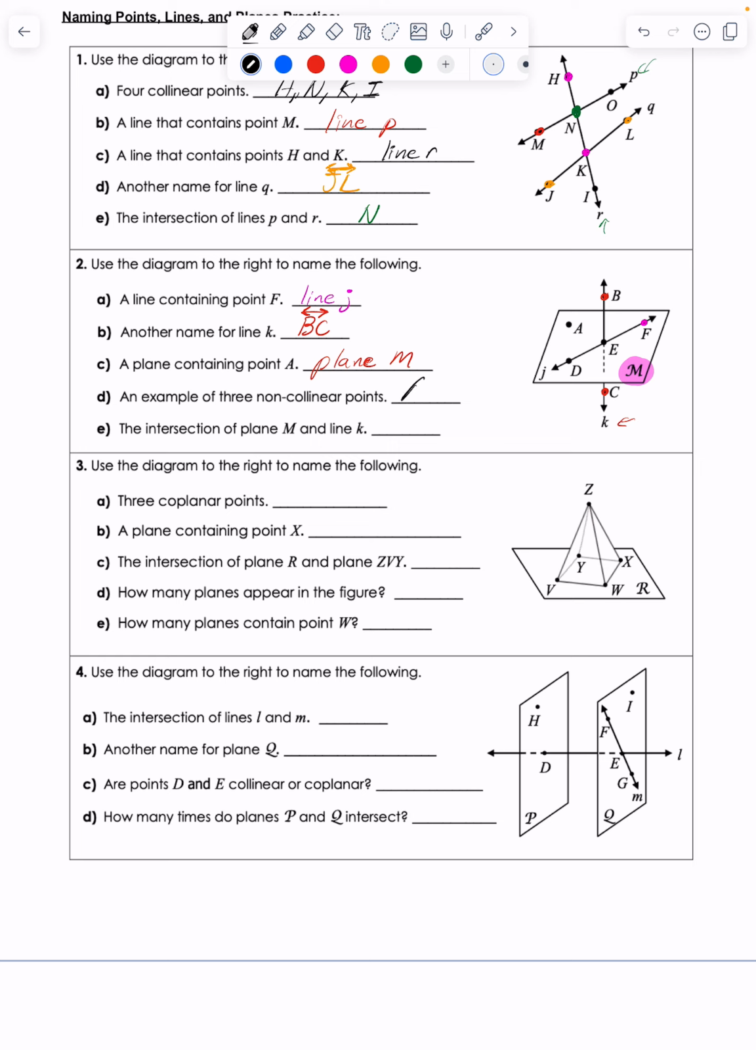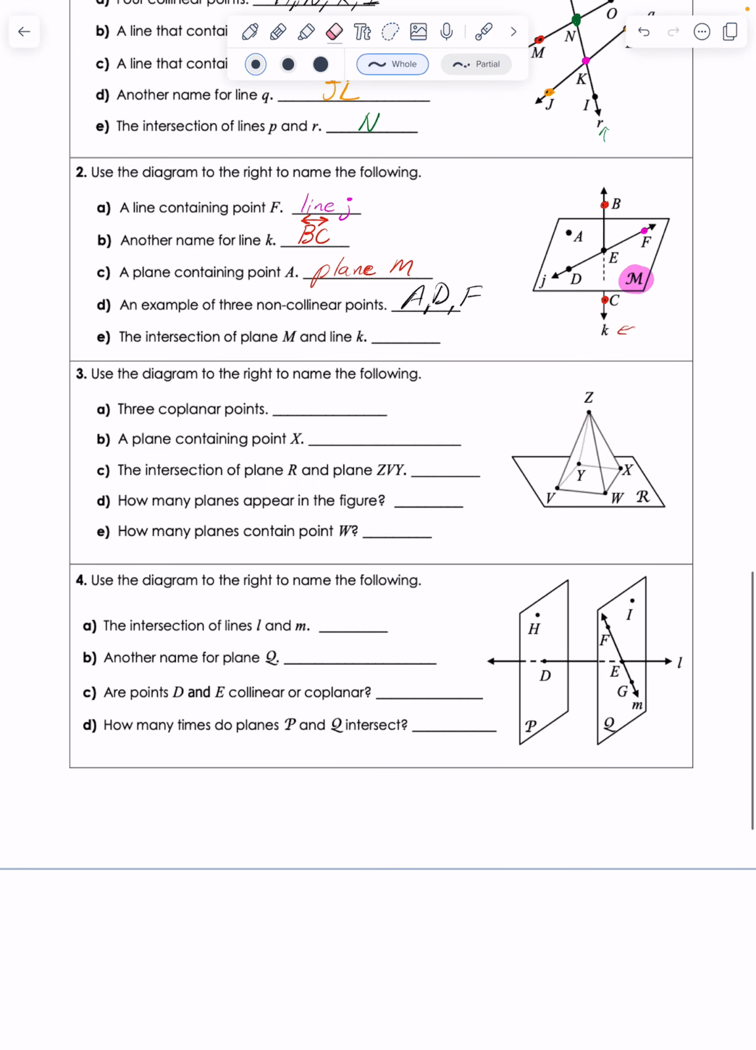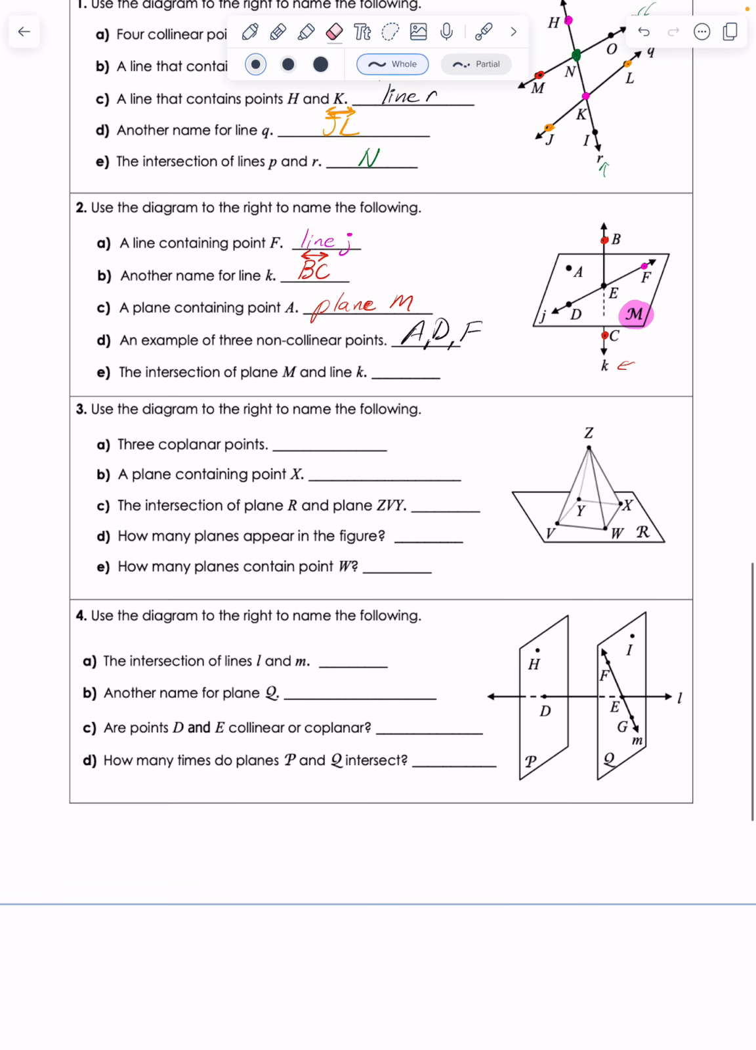An example of three non-collinear points, so 3 points that are not on the same line. Let's see, I see point A, I see point D, and then I see point F are not collinear. Again, lots of different answers there if you wanted to. All right, the intersection of plane M and line K. So the intersection of plane M and line K looks like it's going to be this point here, point E.